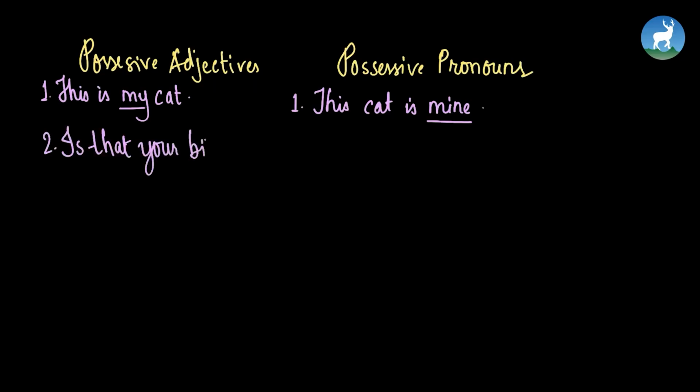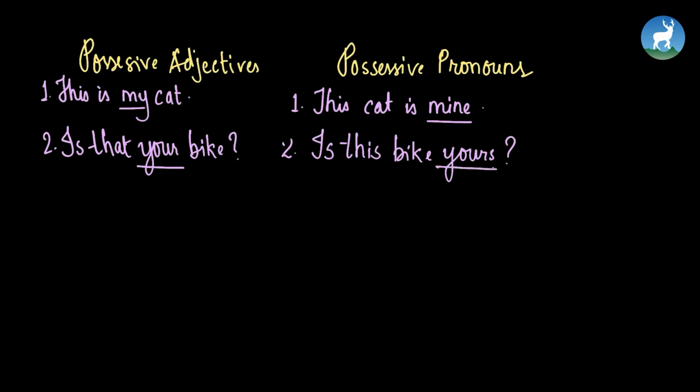Is that your bike? So another sentence is, is that your bike? Here we have a question sentence and the word your tells us who the bike belongs to. Okay? Alright, now let's move on to possessive pronouns. So the question sentence changes like, is this bike yours? Okay, so instead of saying is this bike your bike, we use yours to make the sentence simpler and show ownership.